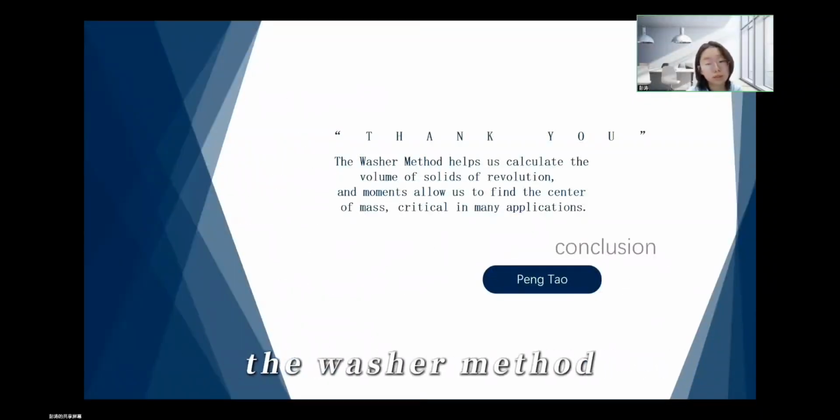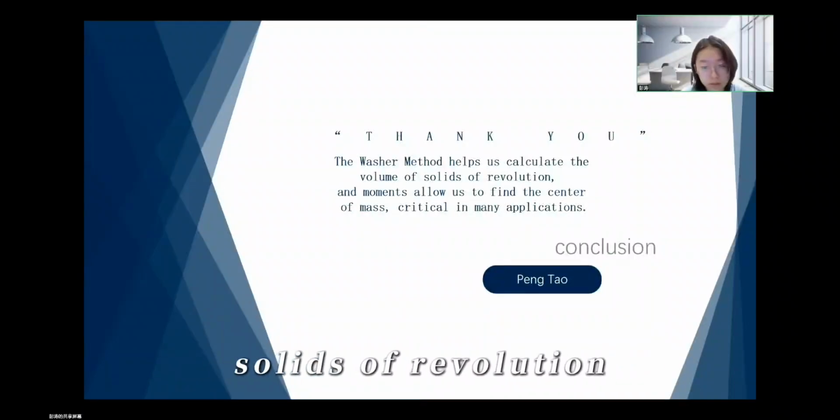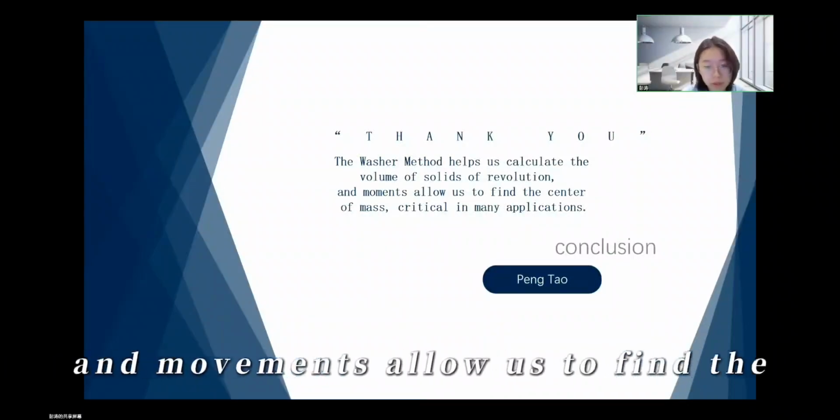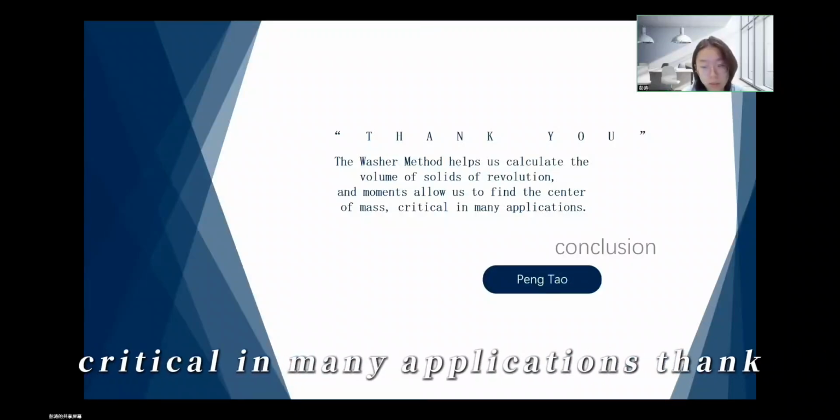The washer method helps us calculate the volume of solids of revolution, and moments allow us to find the center of mass, critical in many applications.